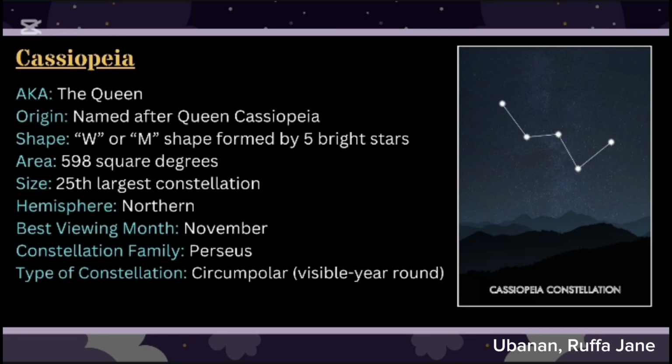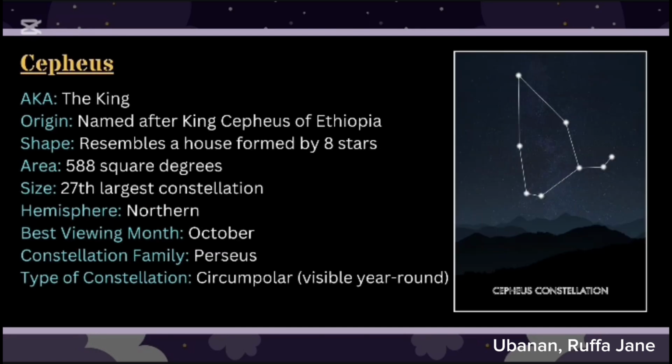Second, we have Cepheus, also known as the King. It is a constellation named after King Cepheus of Ethiopia from Greek mythology because he was the husband of Queen Cassiopeia, who was also placed in the sky as a constellation. They are often depicted together in the night sky, showcasing their connection in mythology. The Cepheus constellation is often described as resembling a house. It's formed by an eight-sided pattern of stars.